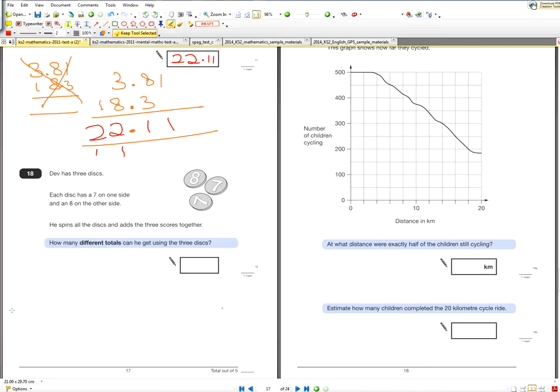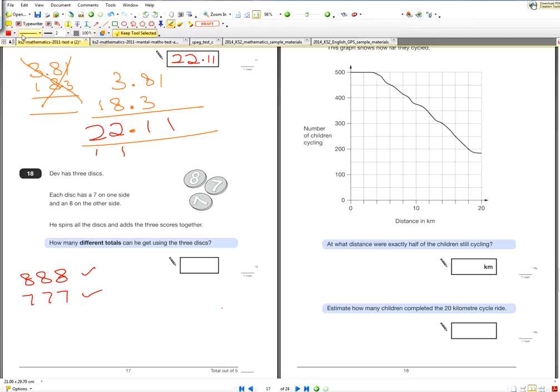Now, we have to think about the different combinations of the numbers we can get. So we can get, for example, an 8, add an 8, add an 8. Or we could get a 7, add a 7, add a 7. Remember, we are adding the total here. So that will give us 2 separate totals, okay? So that's 2 totals. Now, let's have a look at what other ways we can combine the numbers.